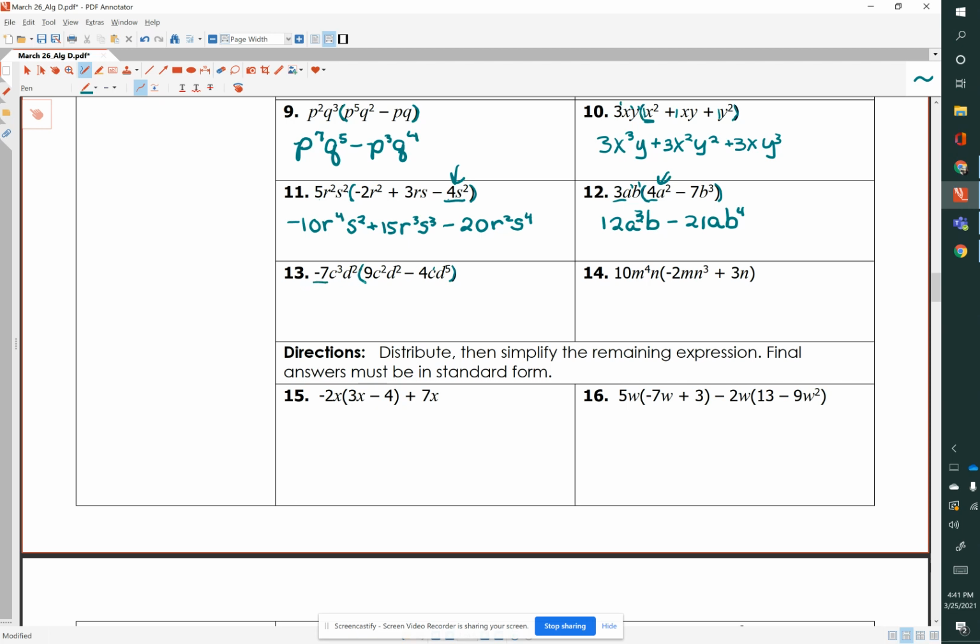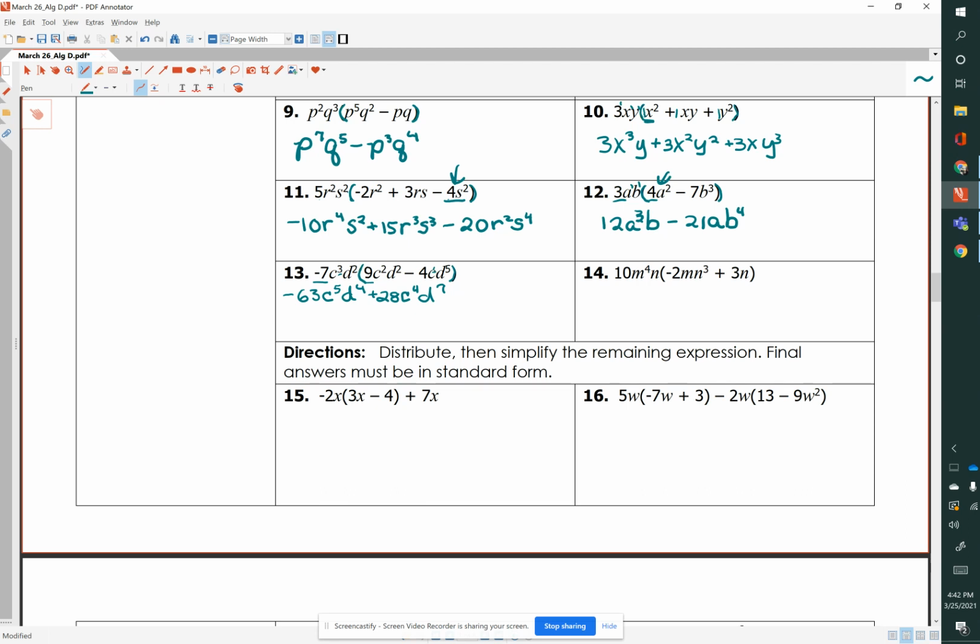So negative 7 times 9 is negative 63. C, 3 plus 2 is 5. D, 2 plus 2 is 4. So that's the first term. And negative 7 times negative 4 is a positive 28. And C, 3 plus 1 is 4. D, 2 plus 5 is 7. And that's the final answer.